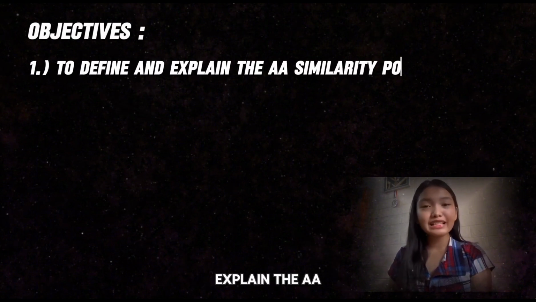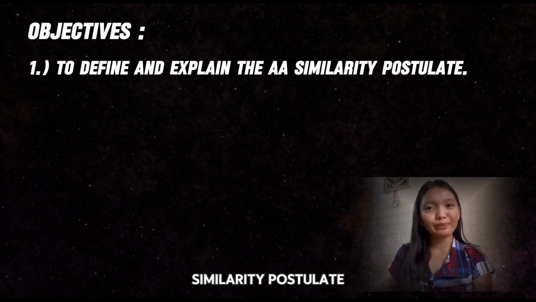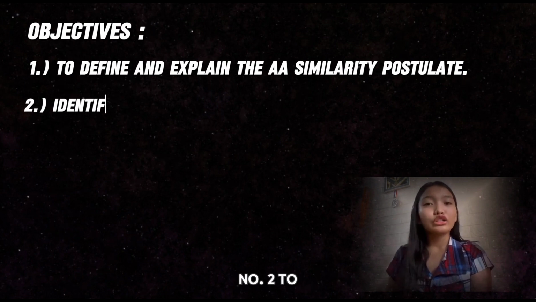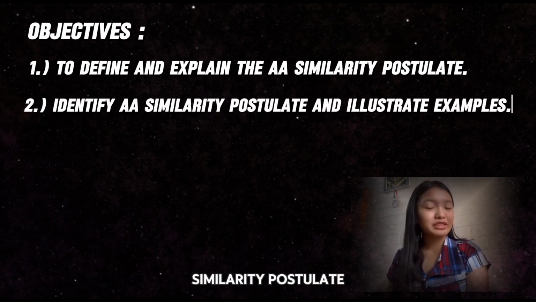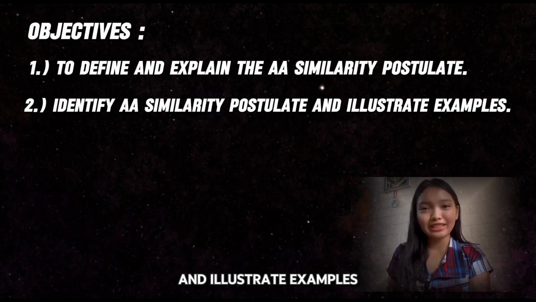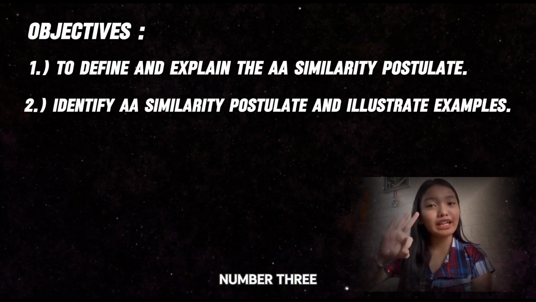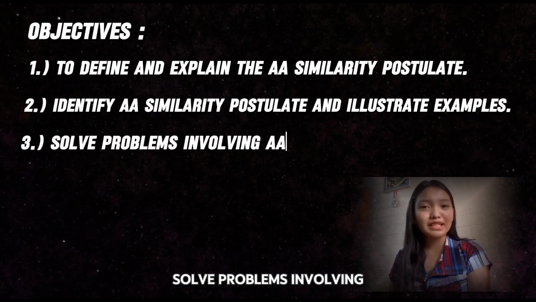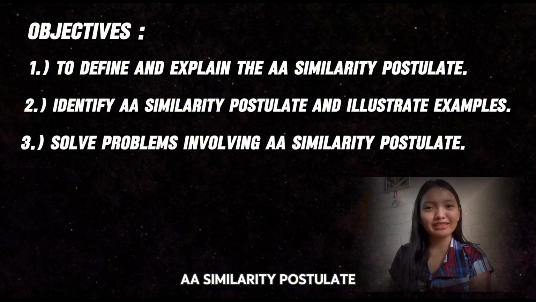The objectives for today's first topic are: number 1, to define and explain the AA similarity postulate. Number 2, to identify the AA similarity postulate and illustrate examples. Number 3, to solve problems involving the AA similarity postulate.